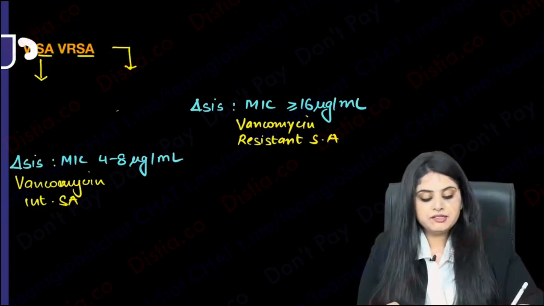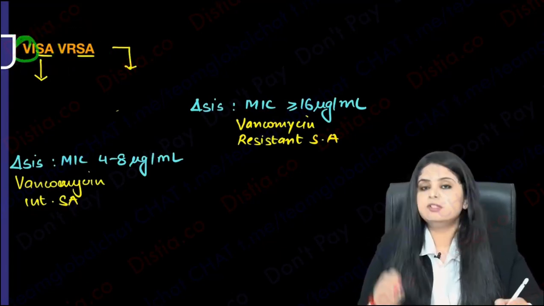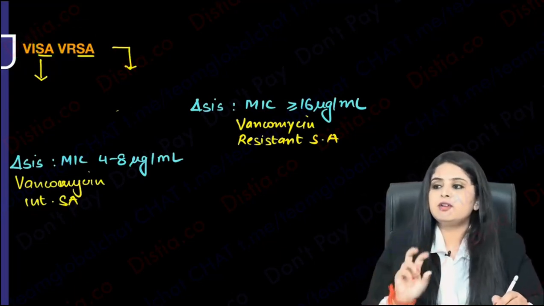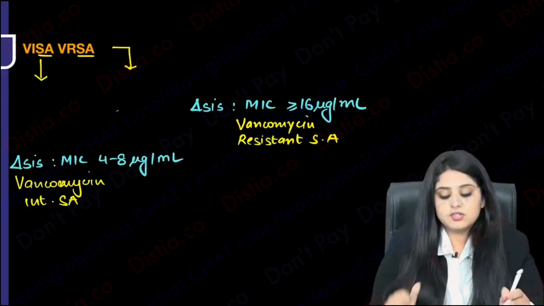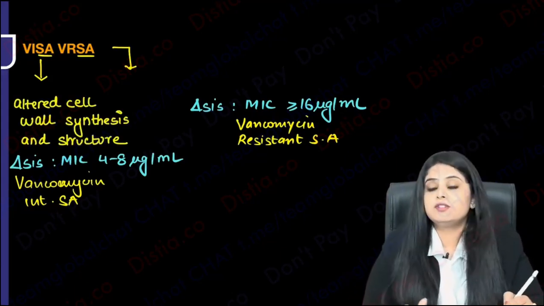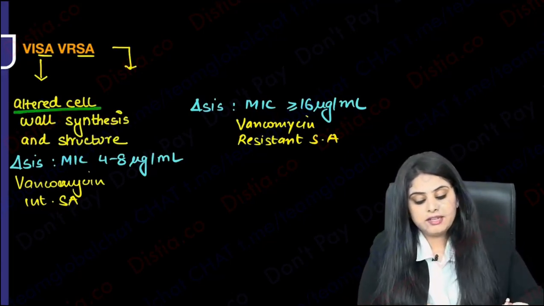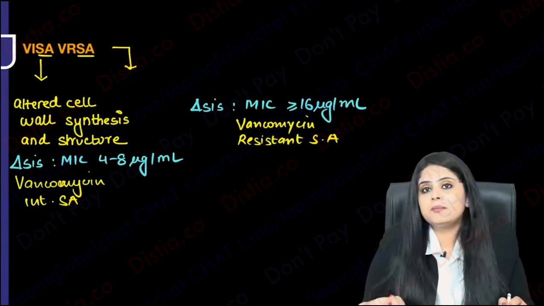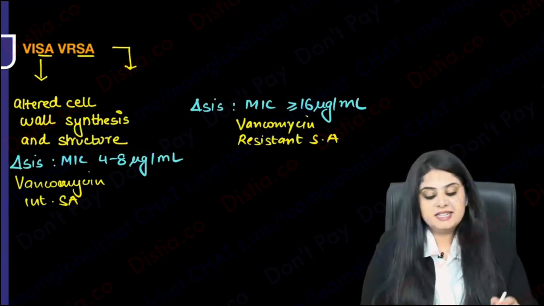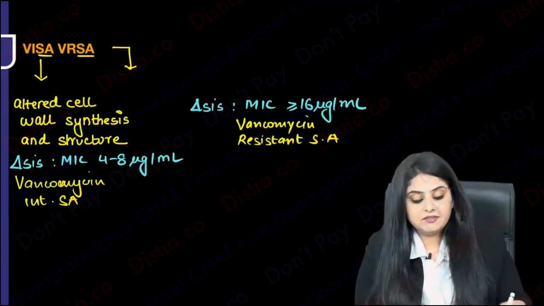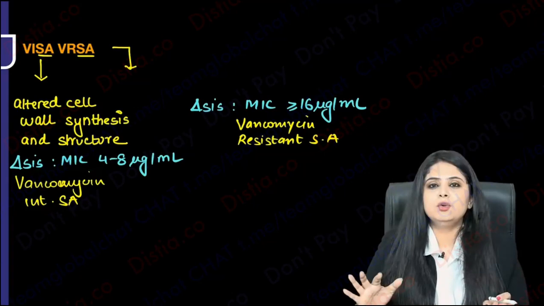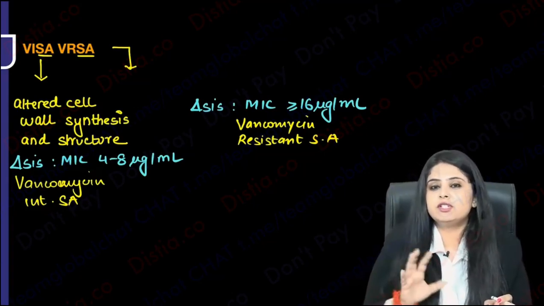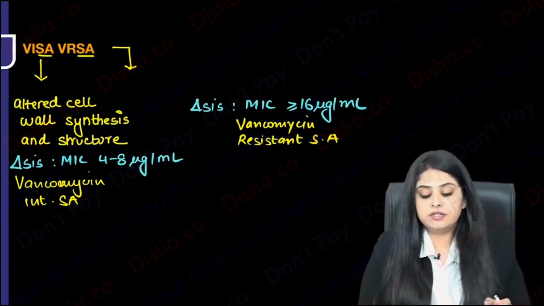So vancomycin says, I will go and bind to the bacterial cell wall. The bacterial cell wall says, I have changed my structure. I have altered my cell wall and my structure. You can't bind to me, so I am escaping. That is one way. That is when the organism will become VISA, because the bacteria has kind of started ignoring the drug, changed its structure and ignored the drug.